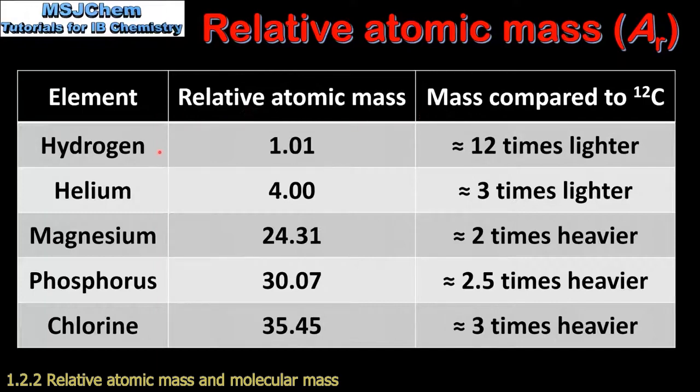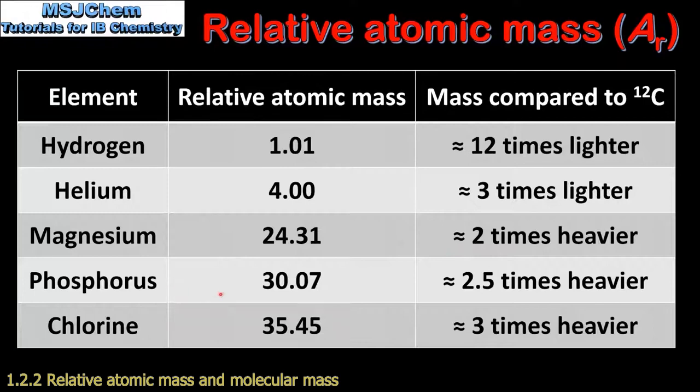The first example is hydrogen, which has a relative atomic mass of 1.01. This means that an atom of hydrogen is approximately 12 times lighter than an atom of carbon-12. Next is helium, which has a relative atomic mass of 4.00, which means that a helium atom is approximately 3 times lighter than an atom of carbon-12. Next is magnesium, with a relative atomic mass of 24.31, which means that a magnesium atom is approximately 2 times heavier than an atom of carbon-12.